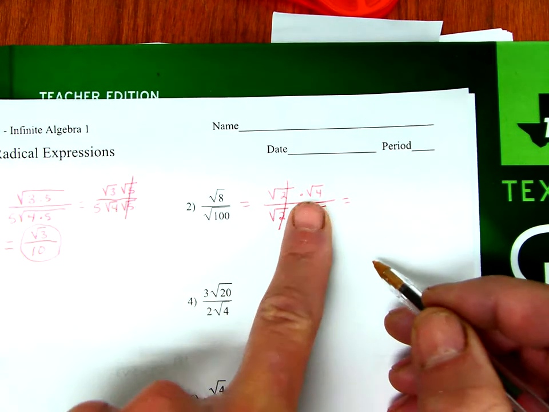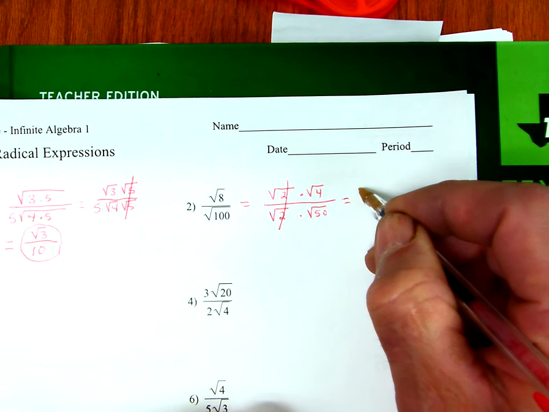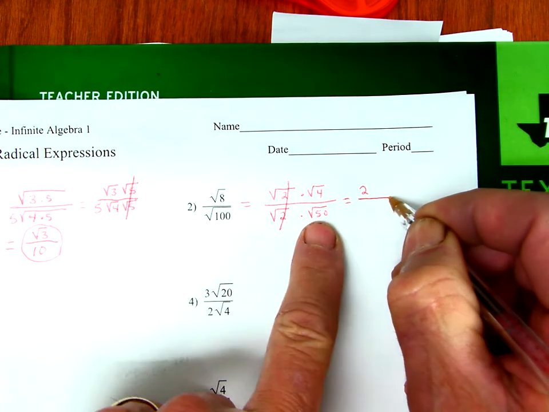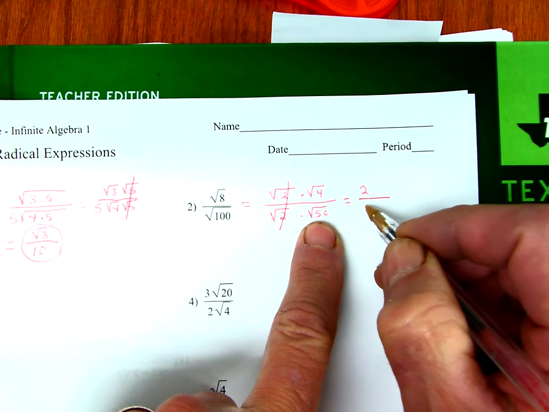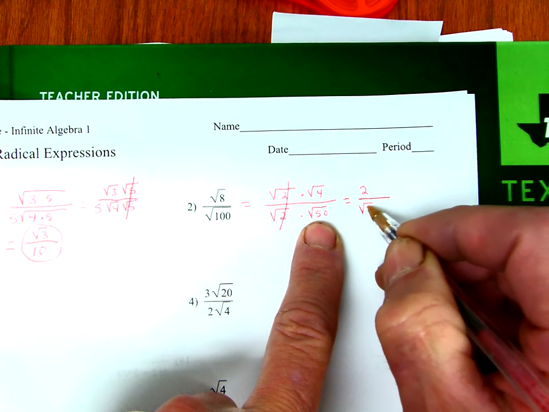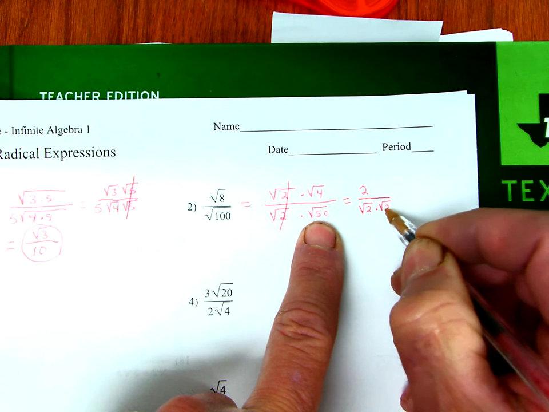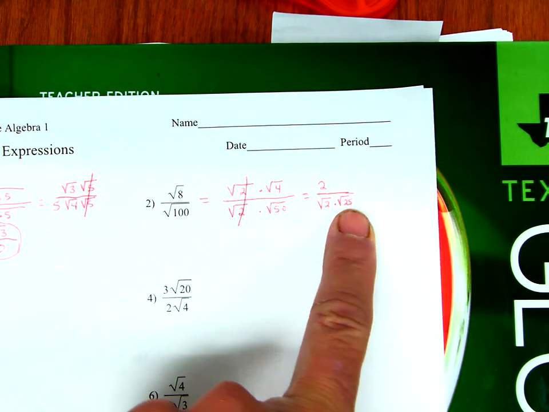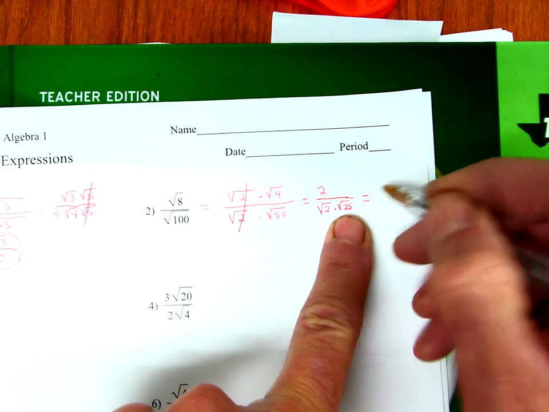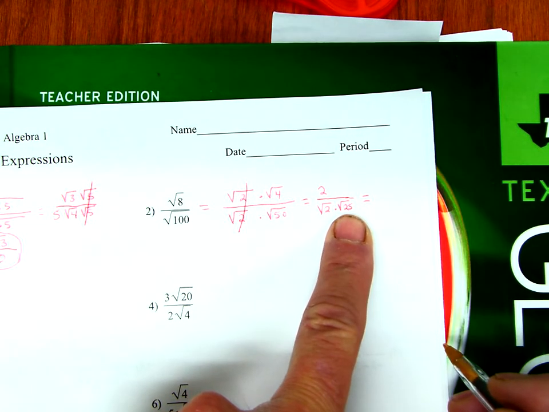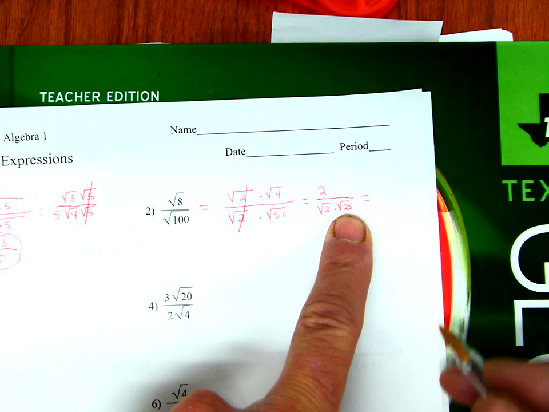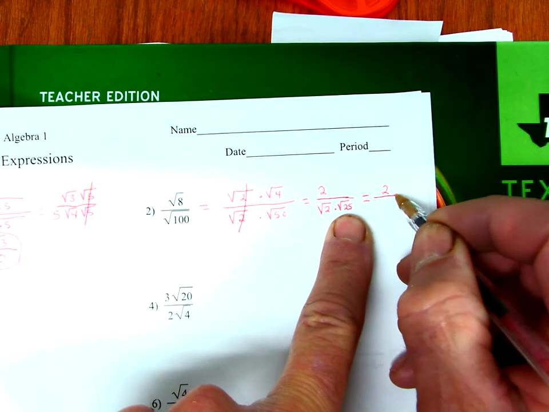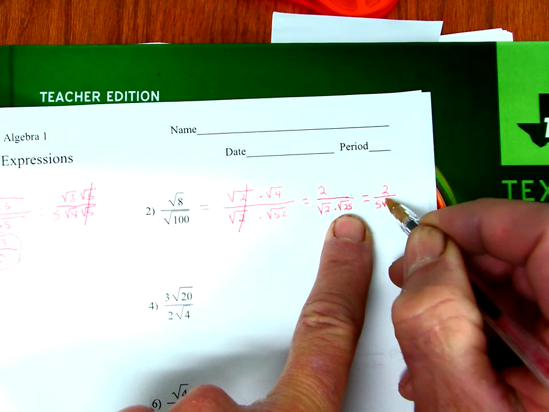Now we continue. Square root of 4 is 2. So 2 on the outside. And 50 is 2 times 25. So square root 2 times square root 25. Well, the square root of 25 is 5, because 25 equals 5 times 5. So we bring a 5 out, and now we have 2 over 5 times square root 2.